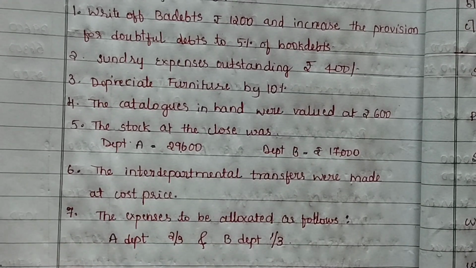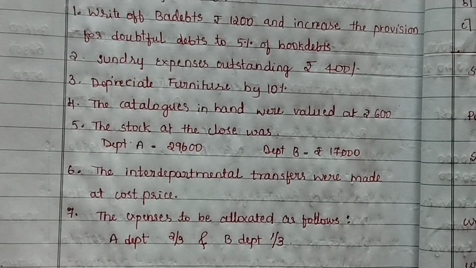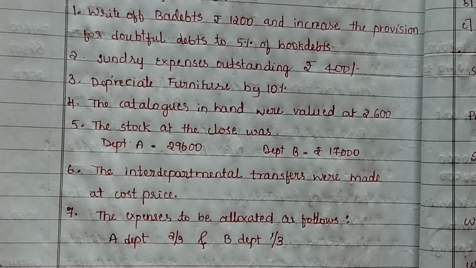So here also there is no need to do any general profit and loss account. In the departmental trading and profit and loss account only, you can divide all the expenses and incomes, and you can do the consolidated balance sheet. Okay, now let's move on to the solution.